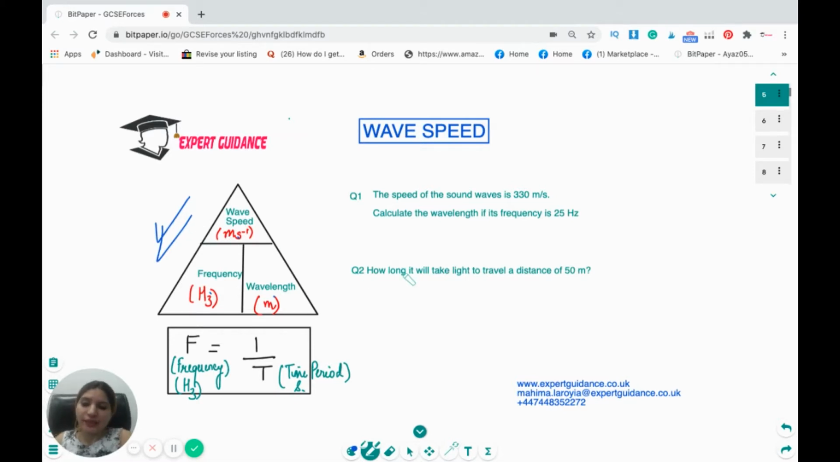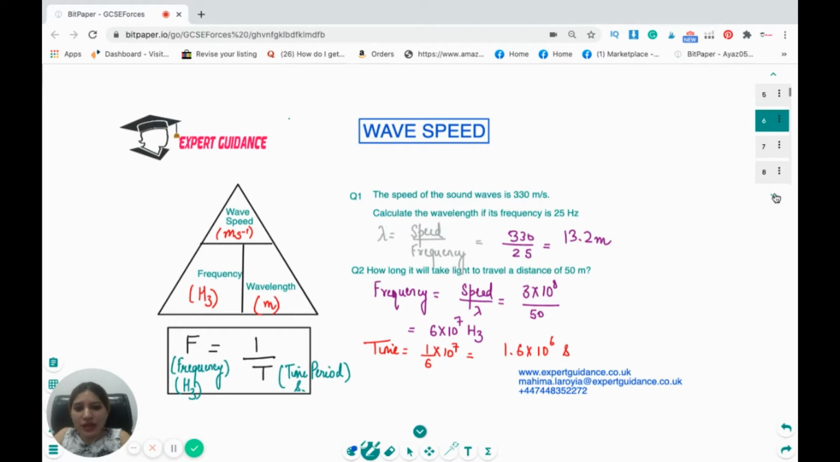Okay, now let's look at some example questions. The speed of the wave is given to you as 330 meters per second. You need to calculate the wavelength if the frequency is 25 hertz. So you have to calculate the wavelength where the frequency is given. So you can pause the video and try this question. And the second, how long will it take for this light to travel a distance of 50 meters? So they have given you the distance and they have asked you to work out the time. Okay, so you can pause this video and have a go at this question.